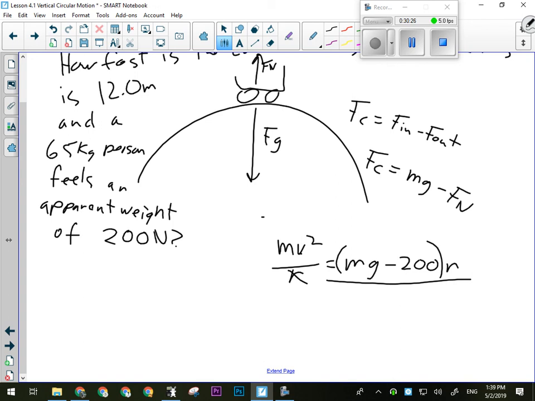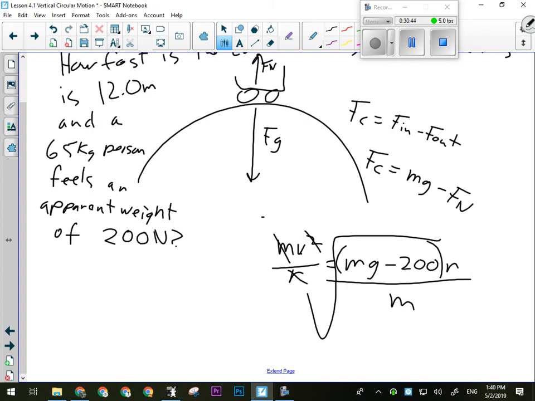Right, there's another operation up here that comes first, so m does have to come over and cancel, and then I need to square root. So that means there's a little bit of algebra here, but it's nothing you guys can't handle. The biggest part of this is identifying the forces and getting them into this equation here.